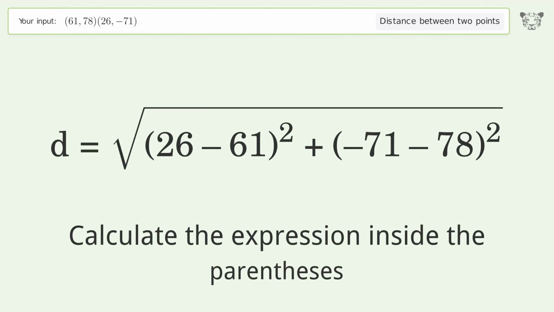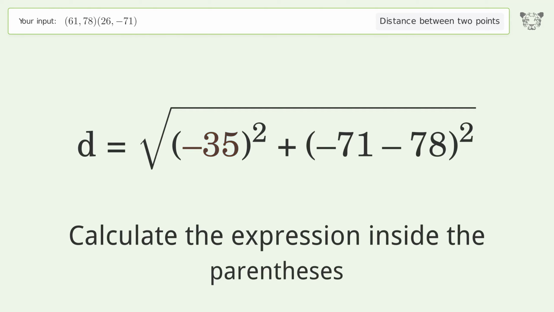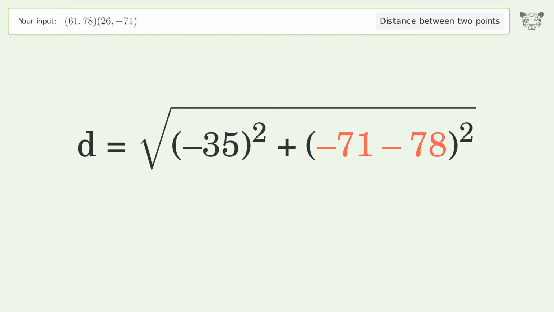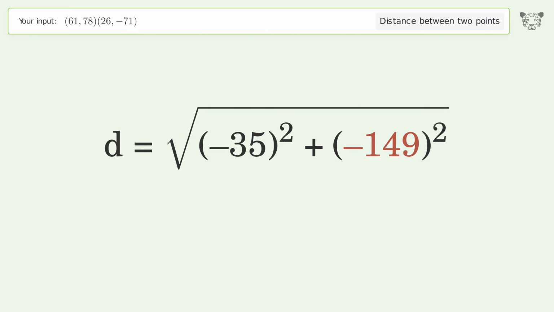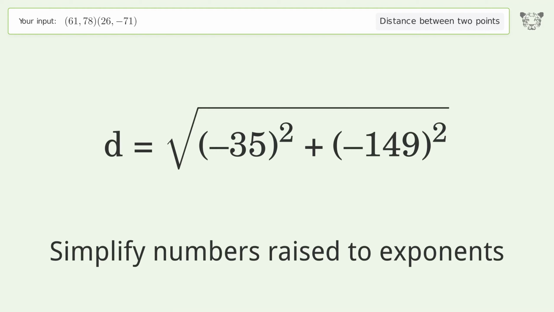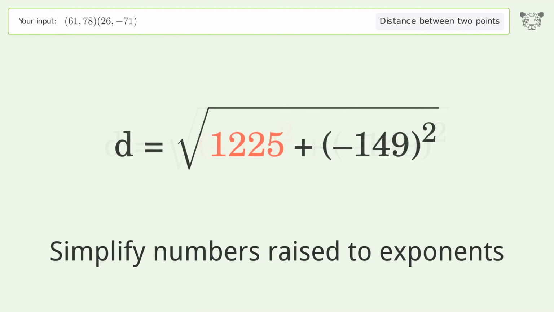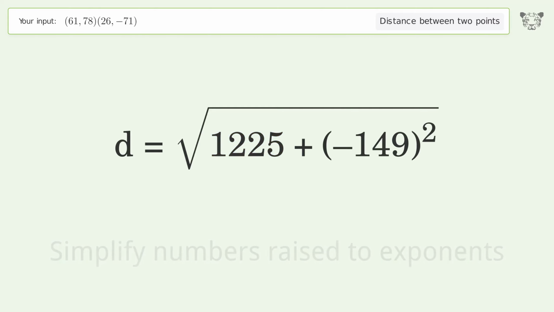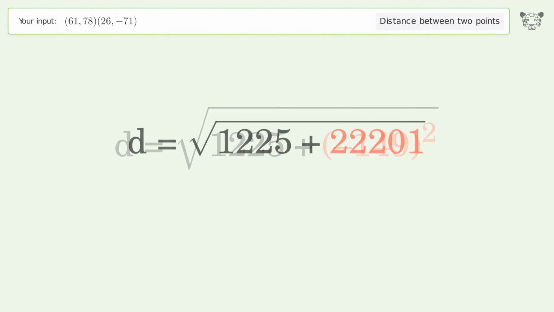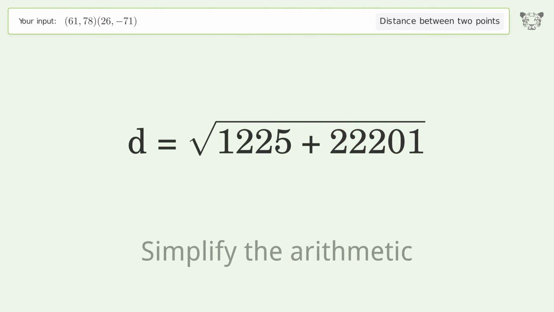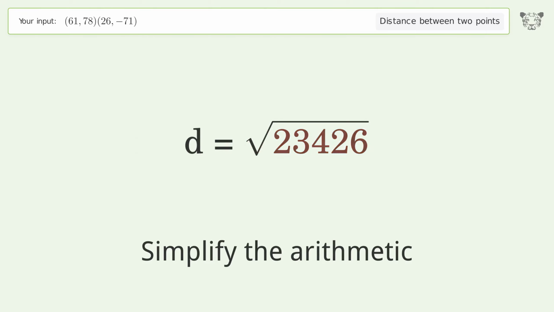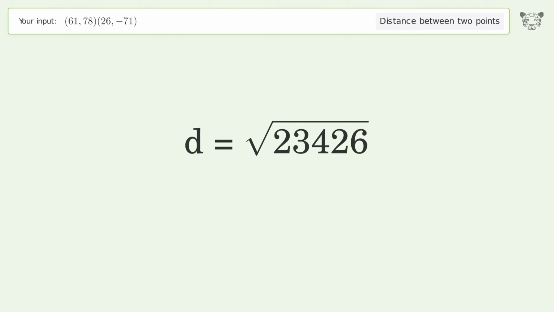Calculate the expression inside the parentheses. Simplify numbers raised to exponents. Simplify the arithmetic. And so the distance between the 2 points is the square root of 23,426, or 153.056.